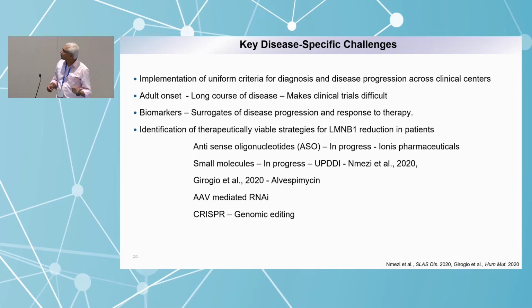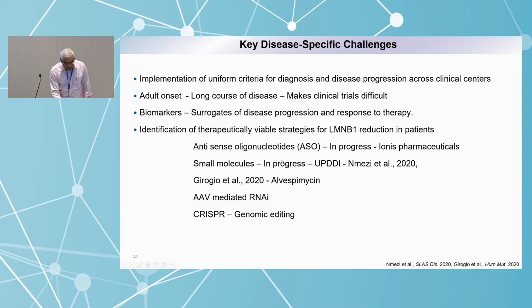Because this is an adult onset disease and has such a long course, it's very tough to do a clinical trial. So it's really critical to identify biomarkers that can serve as surrogates for disease progression and response to therapy. I think we have some promising leads in looking at therapeutic targets, especially for lamin B1.